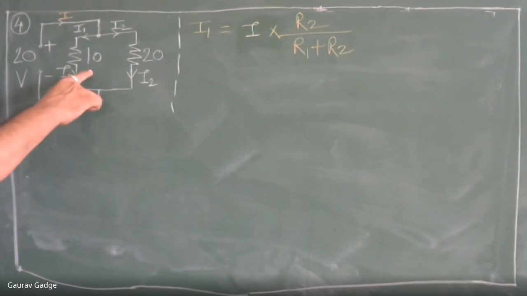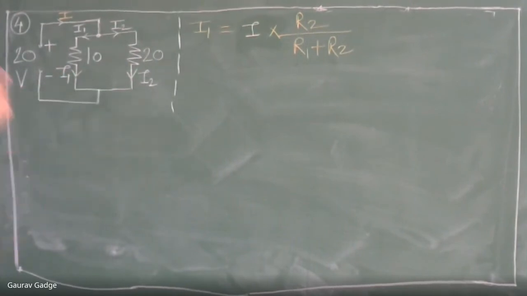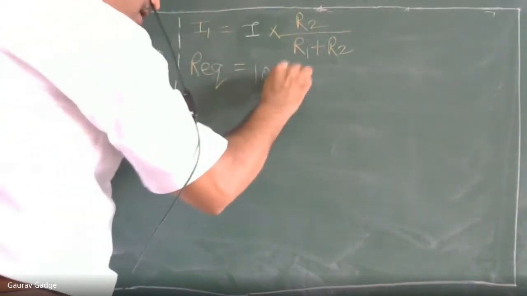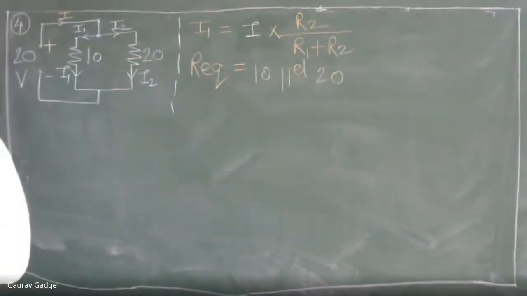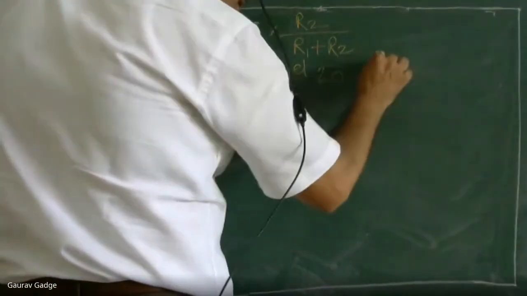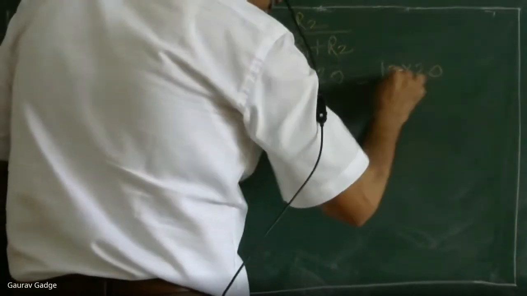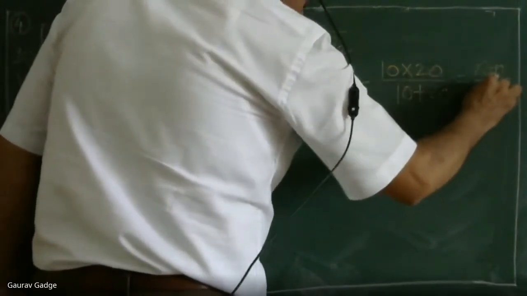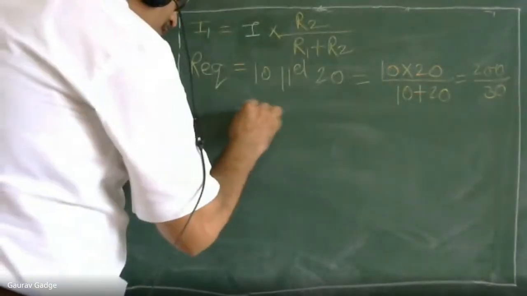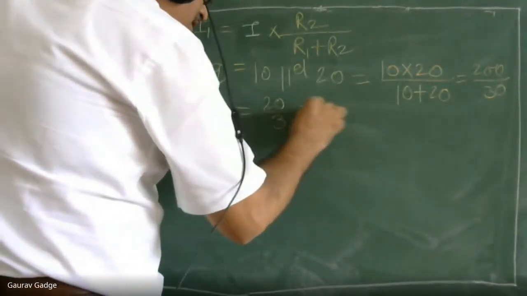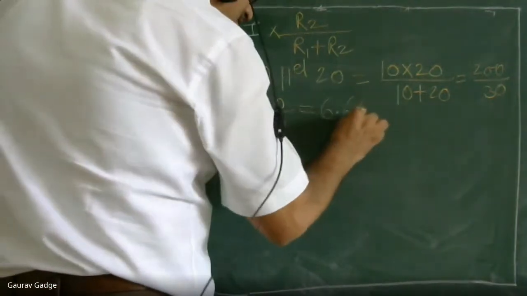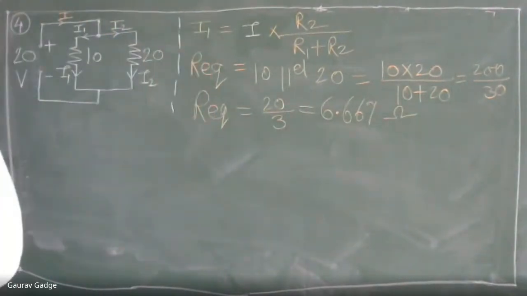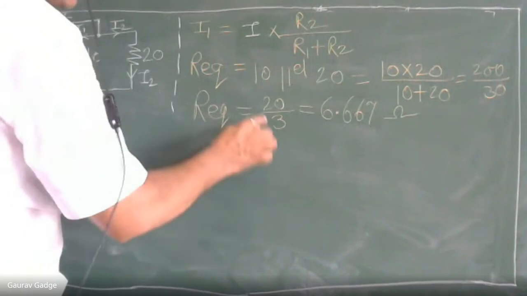Now how to get this value I? See, 10 and 20 are both connected in parallel, so we can find the equivalent resistance. R equivalent is equal to 10 parallel 20, which means 10 into 20 divided by 10 plus 20. That is 200 divided by 30. The zero gets cancelled, and the resistance value is 20 by 3, that is 6.667 ohm.